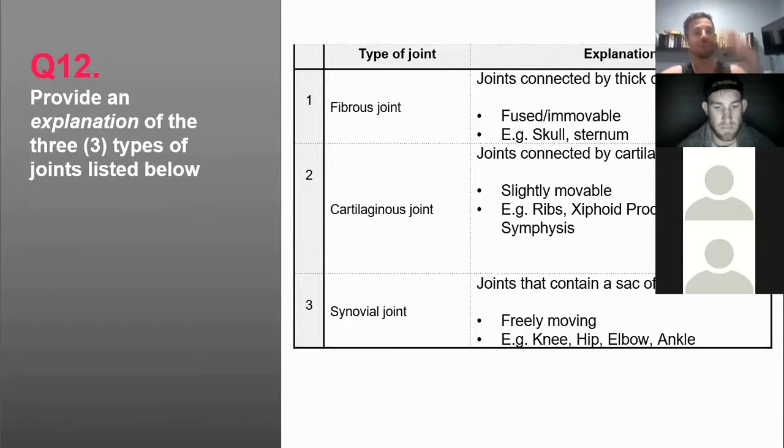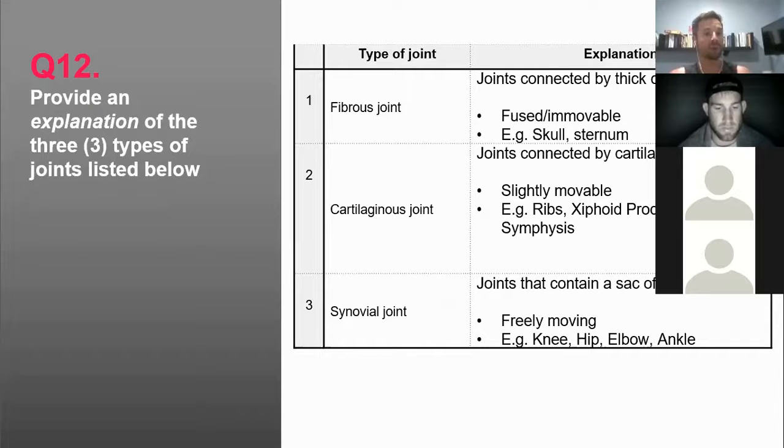It doesn't move. So think about your skull. Your skull is a selection of plates, but they're fused together. Your sternum is fused to your rib cage. So typically, joints that provide protection are fused. Your skull protects your brain, your sternum protects your heart and your lungs. They are fused joints. We don't want them to move, because their role is protection. We need them to be strong.